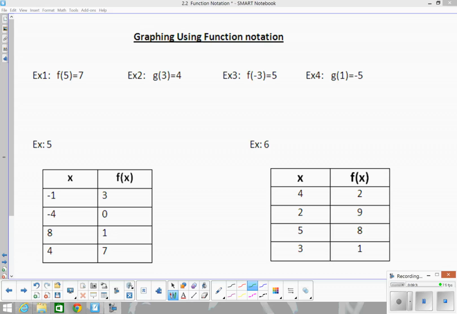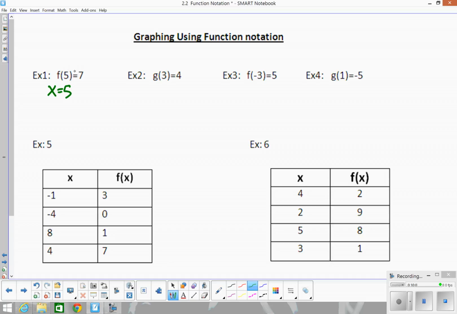Alright, lastly, if I give you the notation, it's very simple to pull out the ordered pairs, what I would plot on a coordinate plane. So this is graphing using function notation. We're not going to graph until next chapter, but I want you to understand how to pull those points from function notation. So now this says f of 5 equals 7. That's saying x equals 5, right? Because that's my x in there.